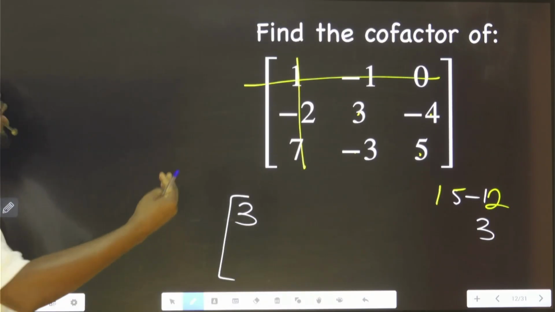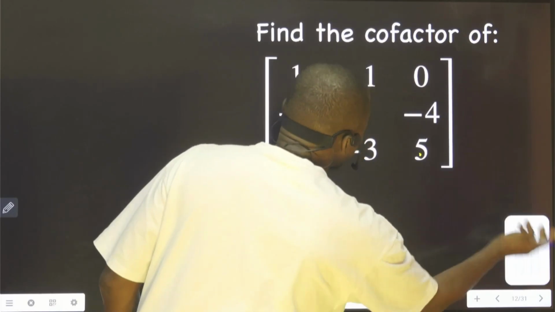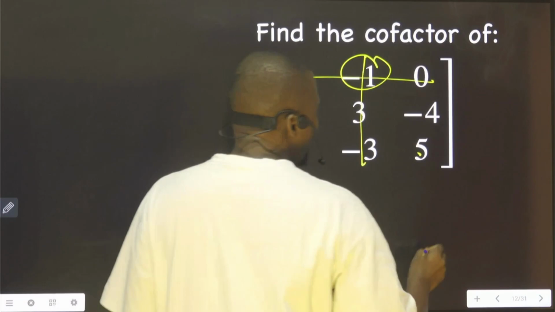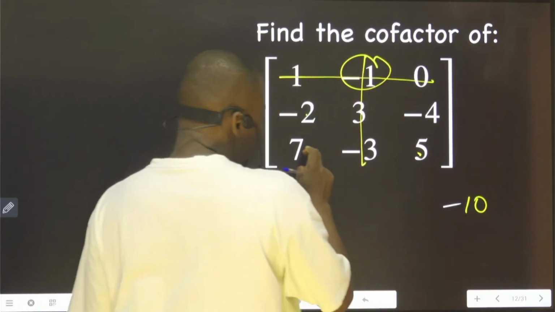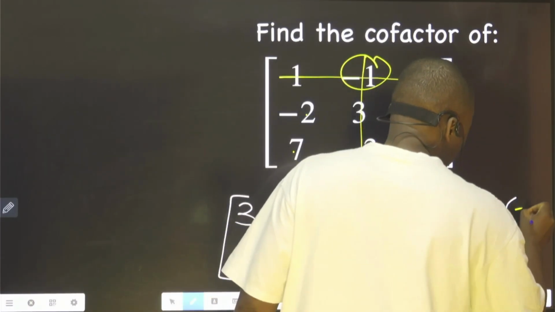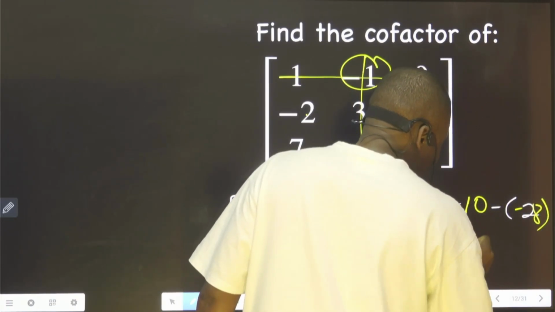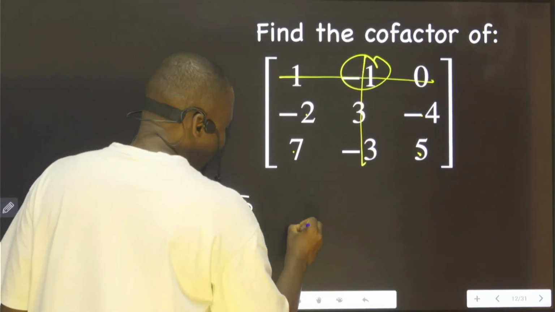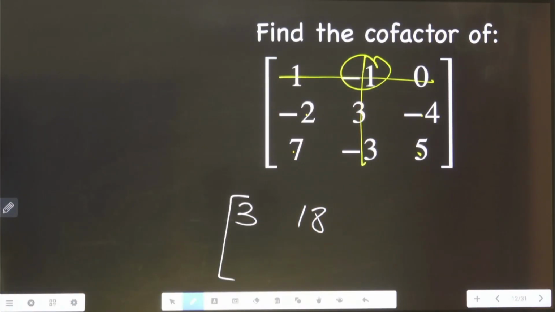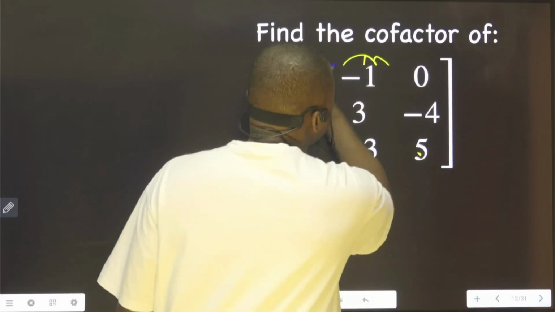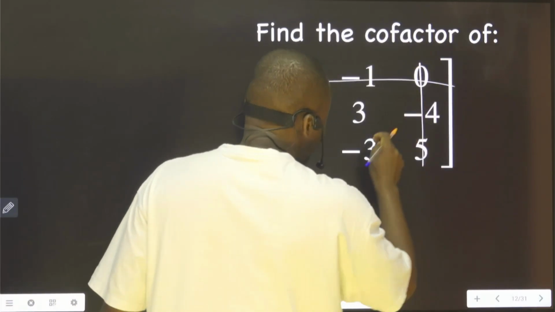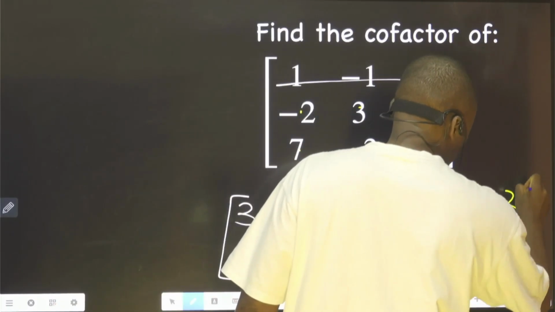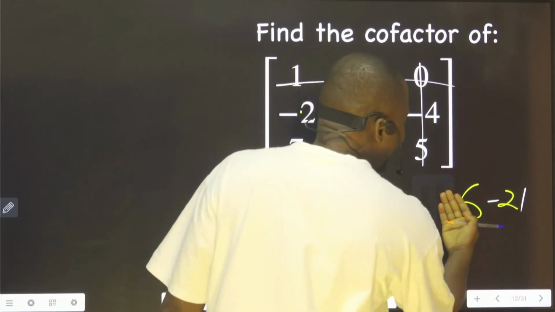Okay? The next one is we go for this particular one. This multiplied by this, you agree with me, is minus 10. This multiplied by this is minus 28. That is minus 10 plus 28. You're going to have 18. Okay? The next one now is to go for that of 0. This multiplied by this, that is 6. This multiplied by this is 21. If you do this, you're going to have minus 15.